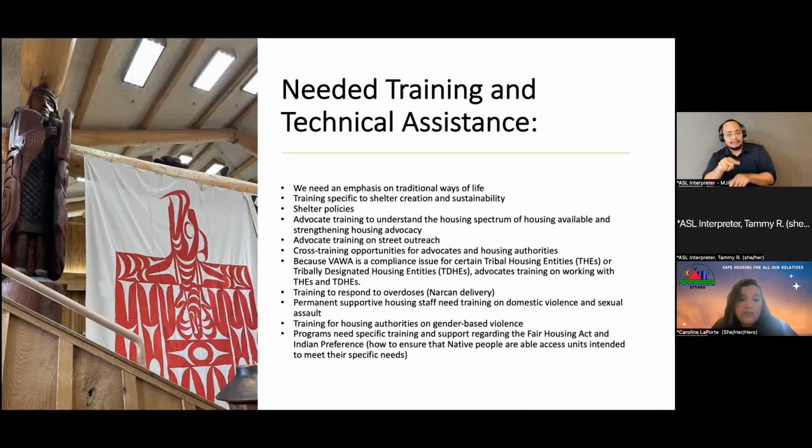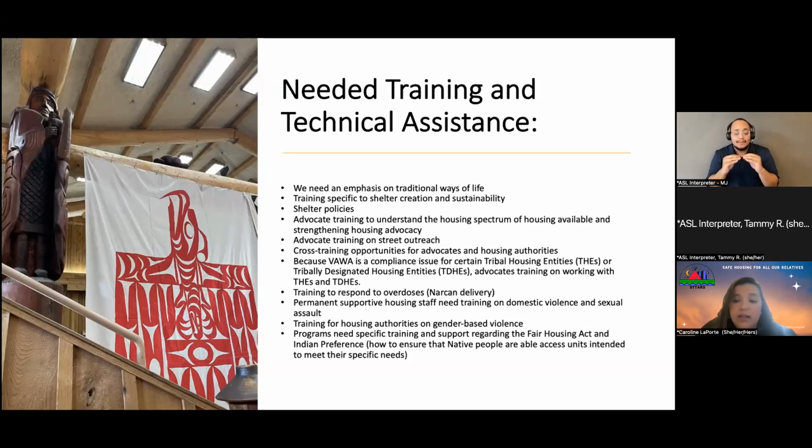They need training specific to shelter creation and sustainability. This came up a few times as well. Training around shelter policies, advocate training on street outreach, particularly for youth, cross-training opportunities for advocates and housing authorities. I think just continuing to convene this space will help with that.